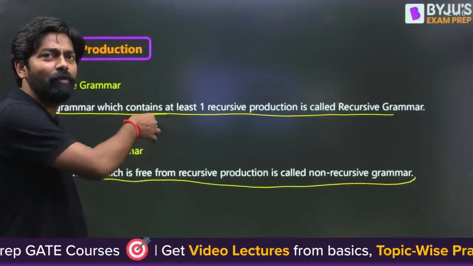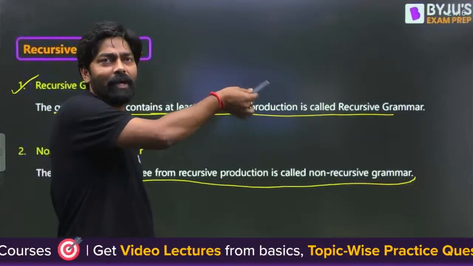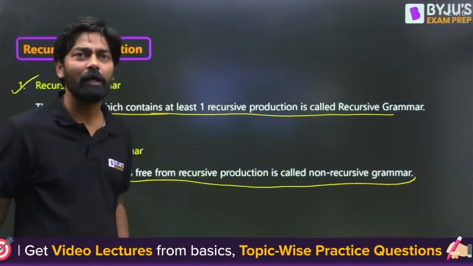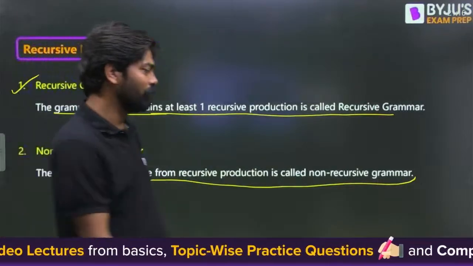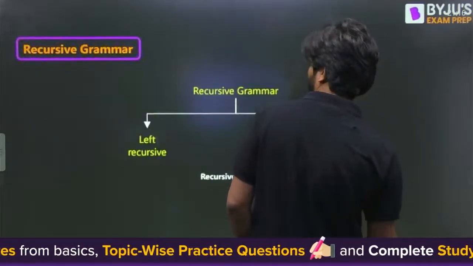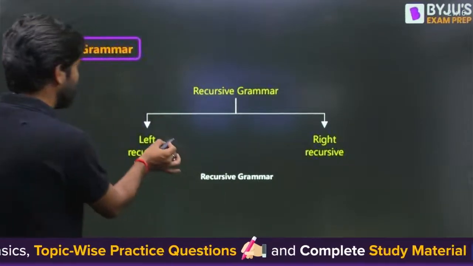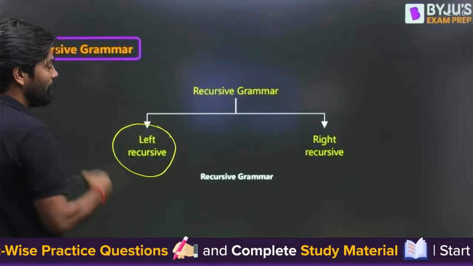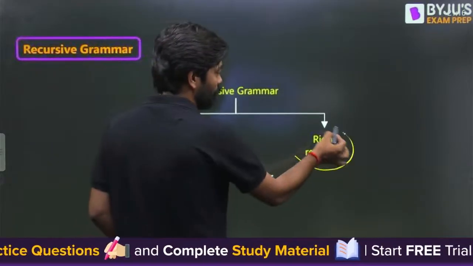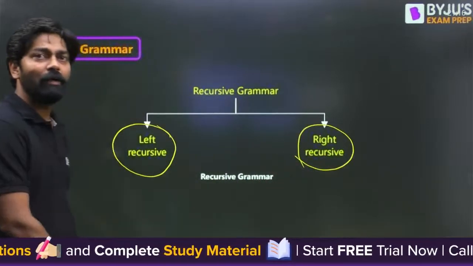It means at least one variable should be common in the left and right hand side. Then you can say it is recursive grammar, else it is non-recursive grammar. Now see clearly. We have two types of recursive grammar: left recursive grammar and right recursive grammar.